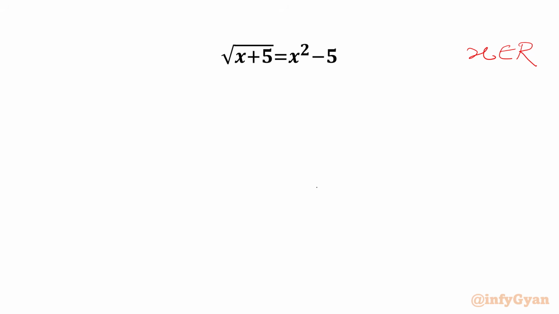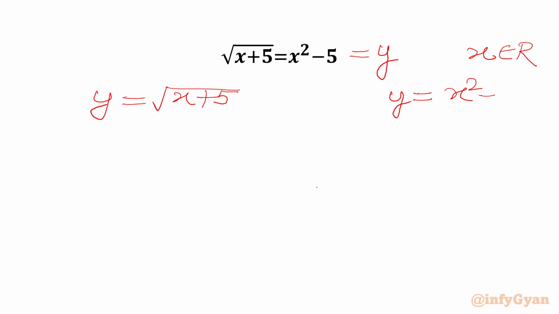So what I will do here, I will consider this equation equal to y first. Now we can write two equations. y equals square root of x plus 5, first equation. And the second equation will be y equals x squared minus 5. Now we have a square root on the right hand side, so we can think about squaring both sides.